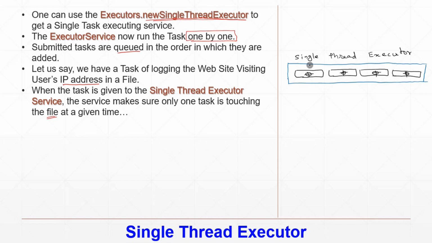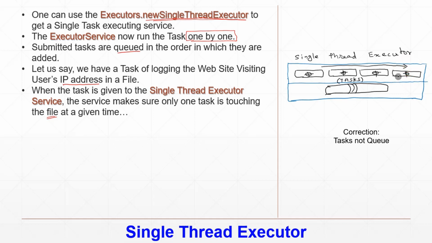So let us state that the single thread executor has 4 tasks queued. You can say 4 runnable tasks get queued in the single thread executor service. So what happens? The executor service will have a thread. So let's say that this is the order in which the tasks are added. It picks up the task and gives it to the thread.